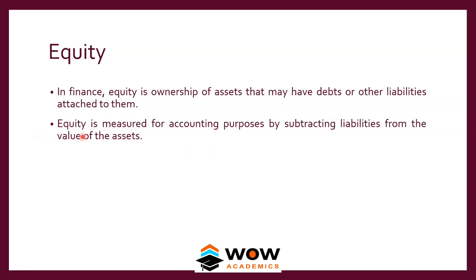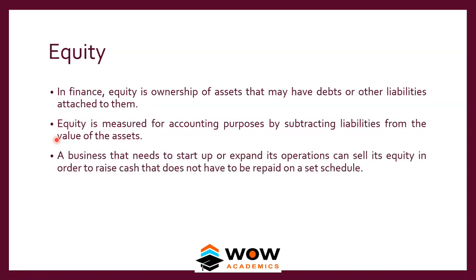Okay. So how do you find out what the equity value is? You take the total assets, and from that minus all the liabilities, you will get the equity. So a business that needs to start up or expand its operation can sell its equity in order to raise cash, and that does not have to be repaid on a set schedule. So we can also say that equity is a permanent capital in a business. Okay. So if a company wants to raise money, it can sell its equity, get that money, and it can buy machinery.